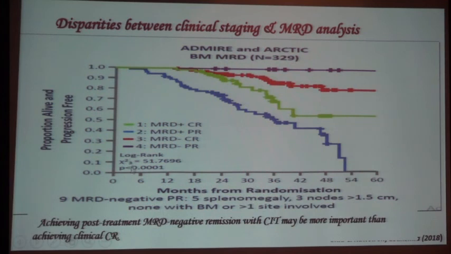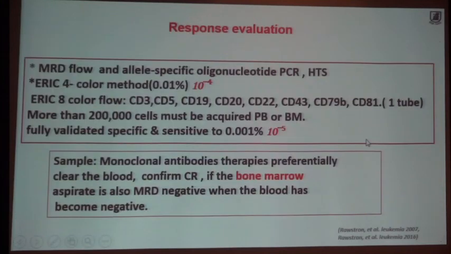When we compare the patients concerning MRD positivity, even MRD-negative PR, where you still have residual leukemic cells, is better than MRD-positive CR. This is as regards progression-free survival. We have here the MRD-negative PR. That's to say, it's MRD negative. It's much better than MRD-positive CR in the prognosis.